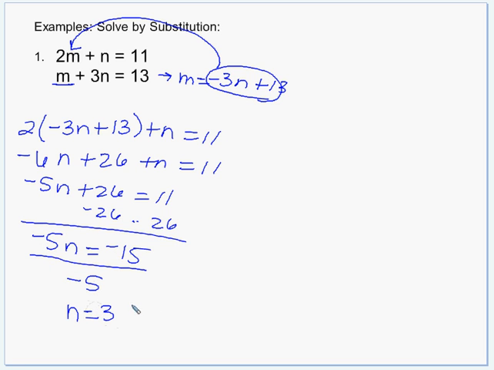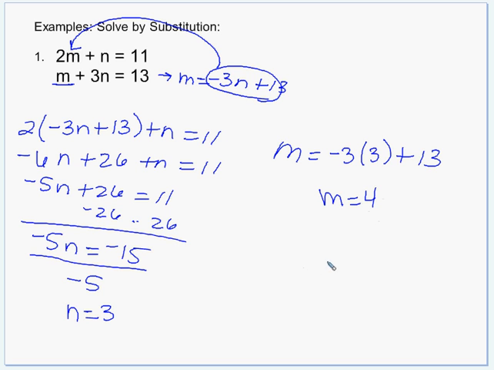So this is only half of our answer. We're going to take this 3 and plug it back into one of our originals. Now what I'm going to do is plug it into this one because what we're looking for is m, and it says m equals this. So I'm going to say, well, m is going to equal negative 3 times our 3 plus 13. So m is going to equal 4.